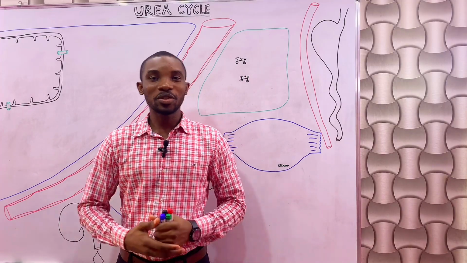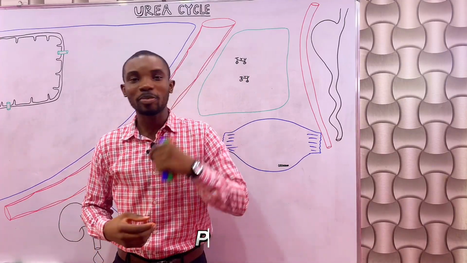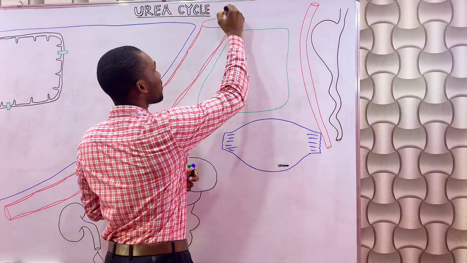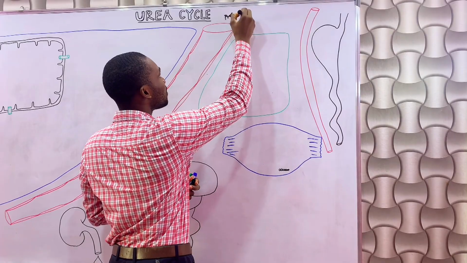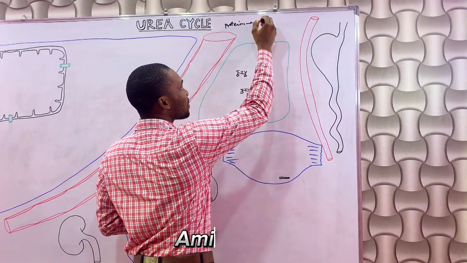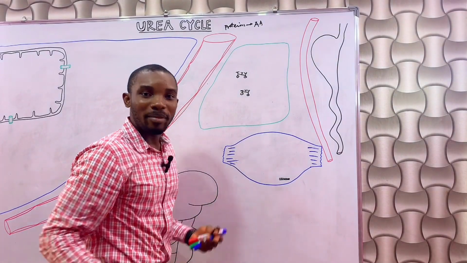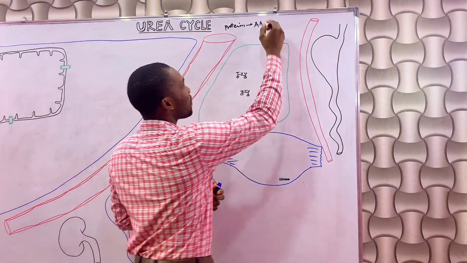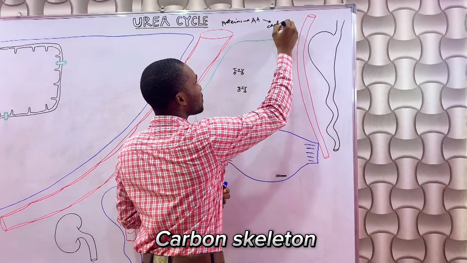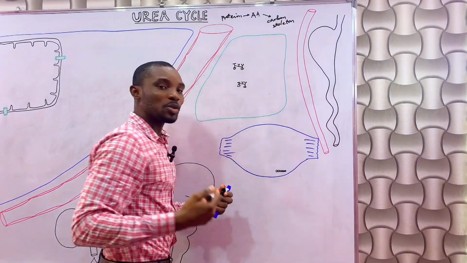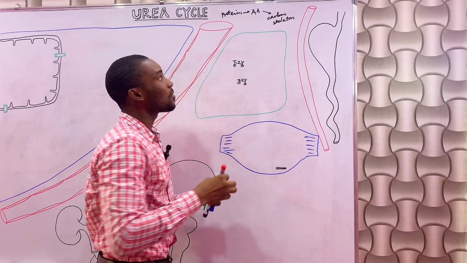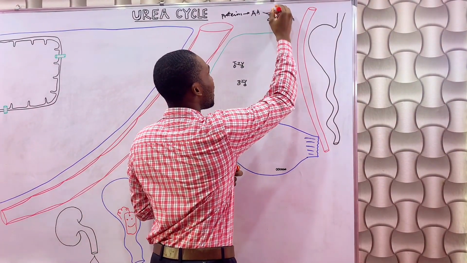So why do we need to produce urea? Because we ingest a lot of proteins every day, and these proteins can be broken down. So we have our proteins being broken down or digested to form what? Amino acids. Then the amino acids need to be further broken down to form what? Carbon skeleton. So it's this carbon skeleton that is used to what? Generate energy, right? And then it puffs out what? Ammonia.